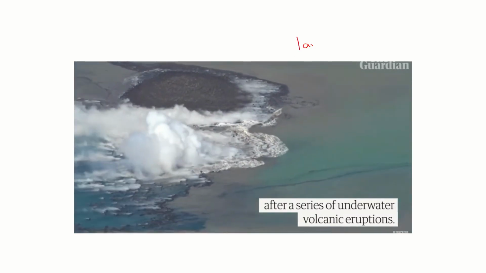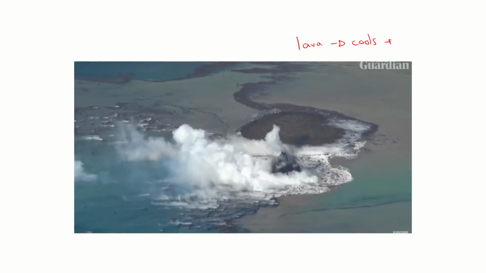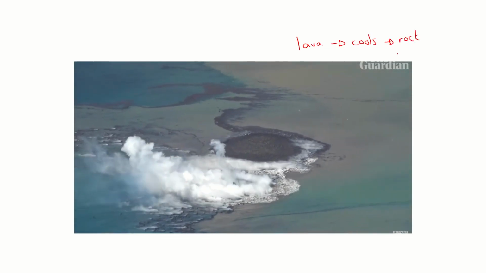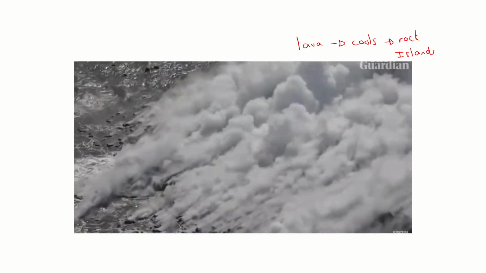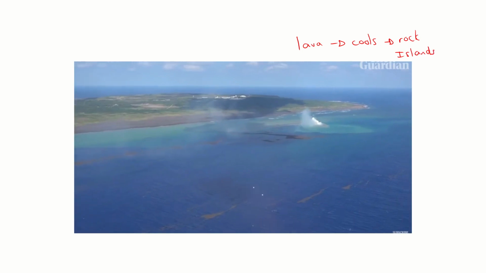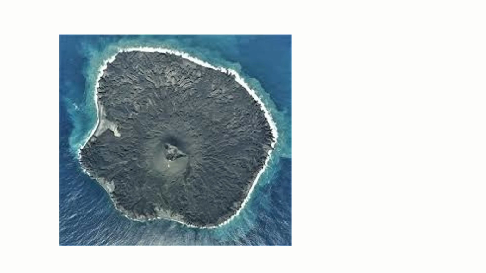So we know that lava, when it cools, will become rock and form islands if it is in the middle of the ocean. Okay, once this lava cooled off, we can see this is the finished island. And if it erupts again, it will make the island bigger.